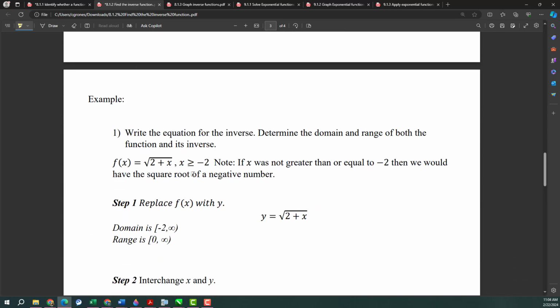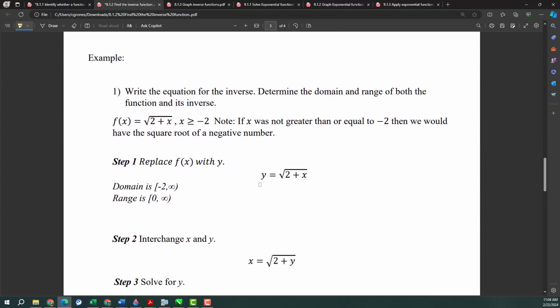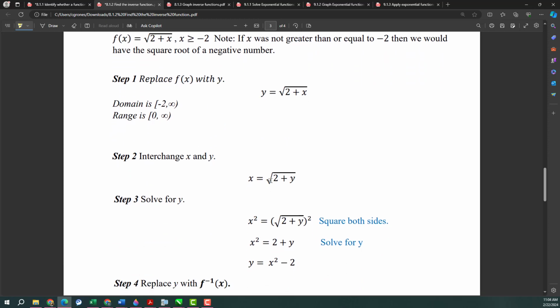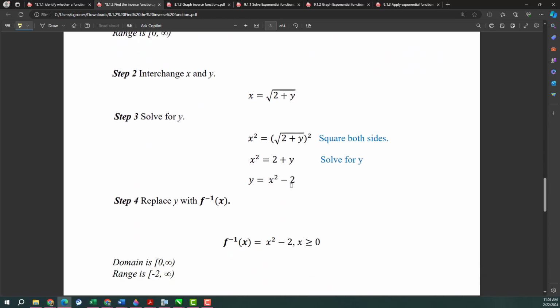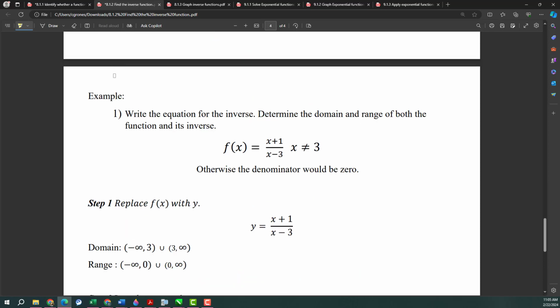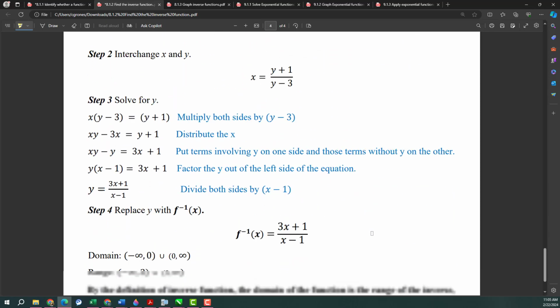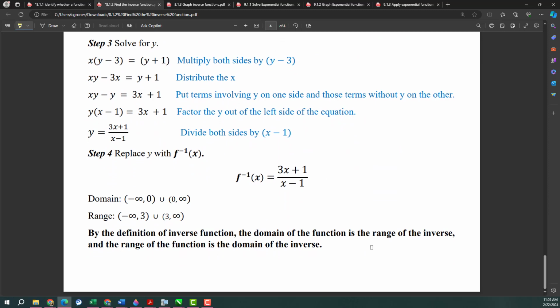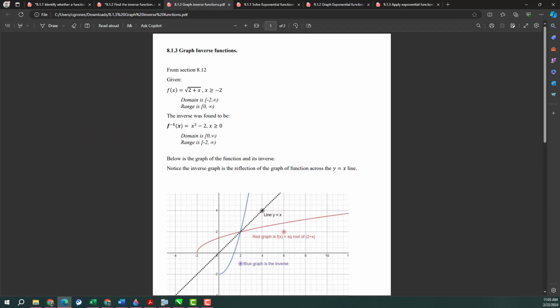So here's an example. They give us what f of x is. We are going to change f of x into y, so we get that y equals our function. We are then going to swap out our x's and y's. x equals, and then we will solve for y. So this, our inverse, would replace, and that would be our answer. There are some more examples on that at the end.